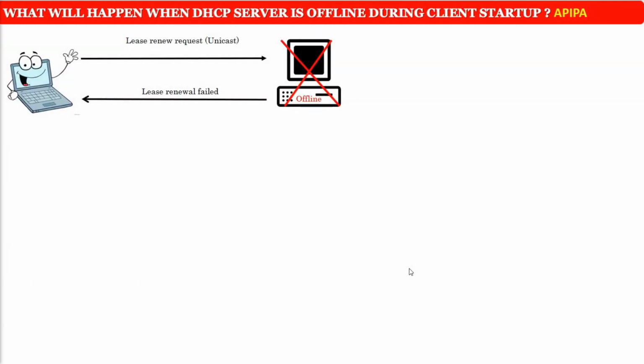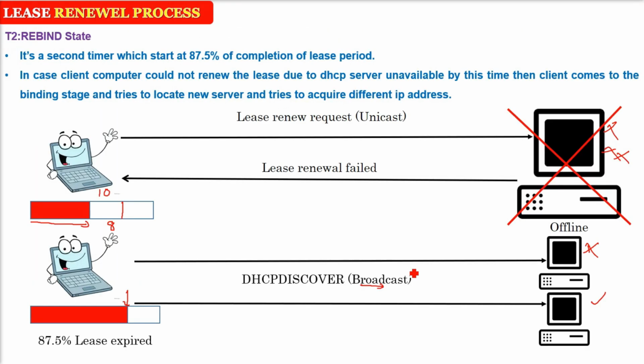Whichever other server is up or online will give the IP address now. So this is the rebinding state. Here it tries to locate a new server and tries to acquire a different IP address. The problem is that the IP address will be changed, as a new server will give a new scope, a new lease, because everything is about IP and network configuration. If it changes while you are doing some work, it will change for everyone.